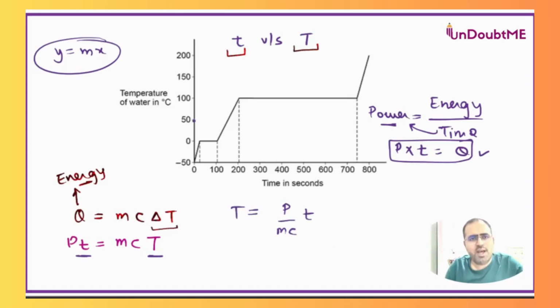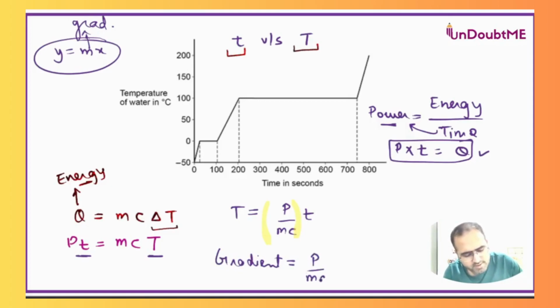If I compare that with y is equal to mx, where this m is not the same as this m, in y is equal to mx, m is just a gradient, while over here this m is mass. So if I compare this whole thing with y is equal to mx, then I can say that the gradient for this graph will be P over mc. Now I don't have to remember it as a formula, but I can at least say that the gradient, which I'm taking as G, is inversely proportional to specific heat capacity. Because power will be constant, mass of a substance will be constant, only specific heat capacity will be changing as per the substance. So gradient is inversely proportional to specific heat capacity.